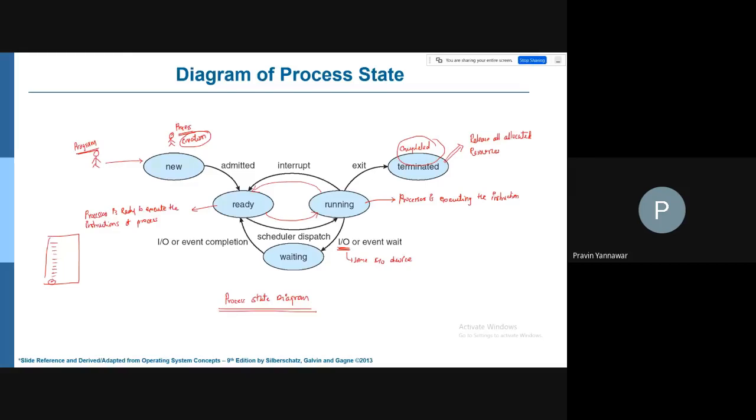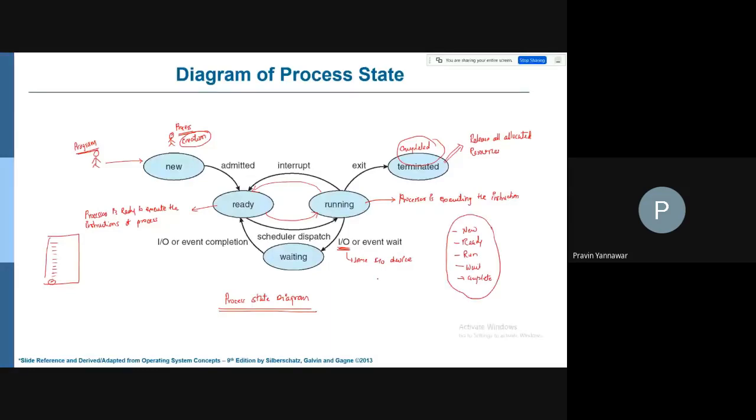This is called a process state diagram. So you have a process state diagram wherein we understand that the process is in new, then ready, then run, then wait, and complete state.